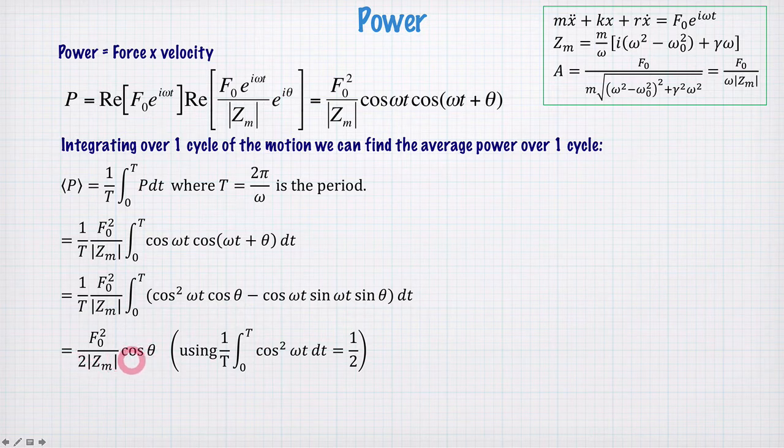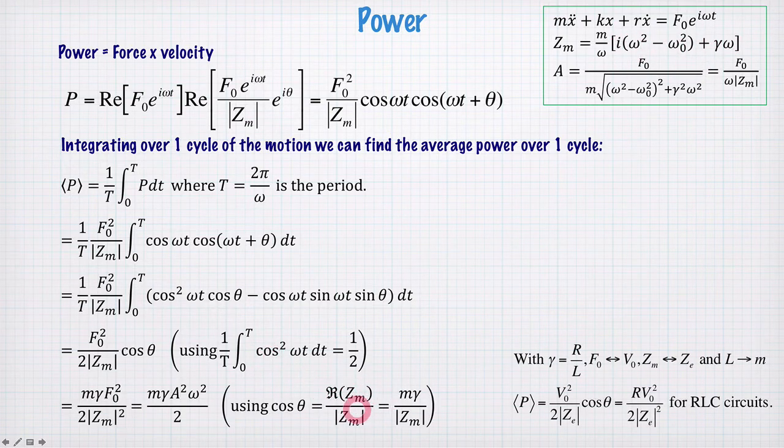Now I can simplify a little further by getting rid of the cosine theta, because theta is the argument of this complex number here, mechanical impedance, or the negative argument, but we take the cosine. We don't care whether it's positive or negative. So we just want to find the argument of this complex number. So it's the real part divided by the absolute value. So substitute in that here, and we find we can get rid of this cosine theta, to give this expression here. We get an extra factor of the absolute value of the impedance down here, and an m gamma up the top.